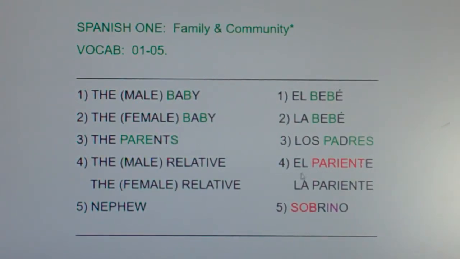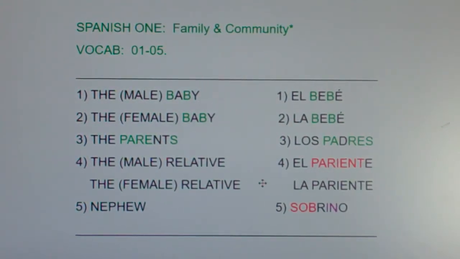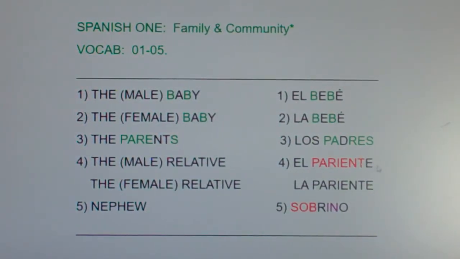If it's the male relative, it's el pariente. If it's the female relative, it's la pariente. Remember, nouns that end in E are male and female. A lot of them are both male and female. Nephew is sobrino.